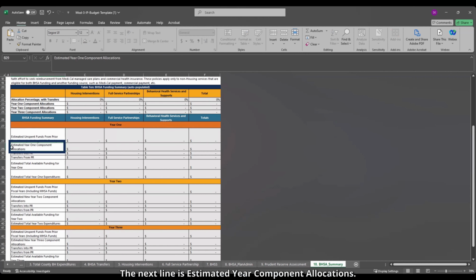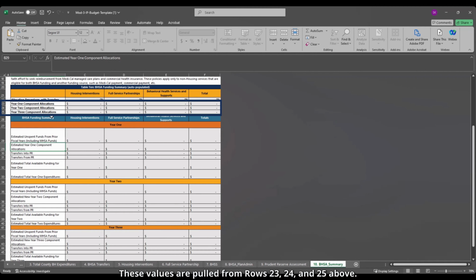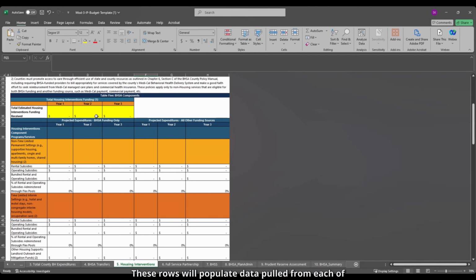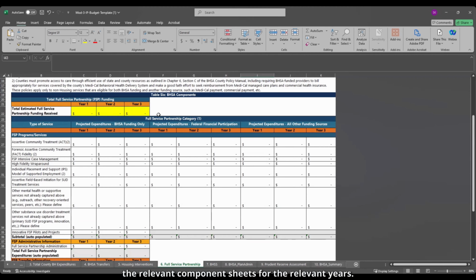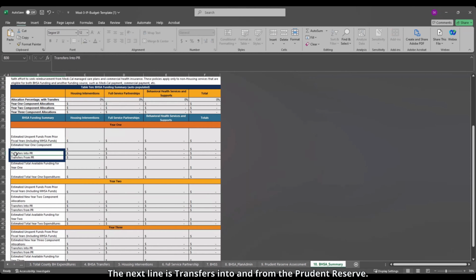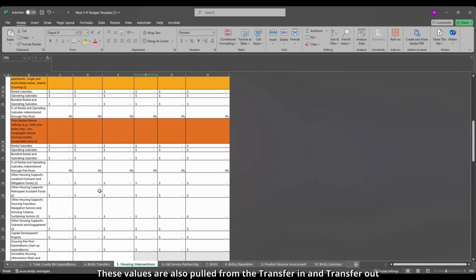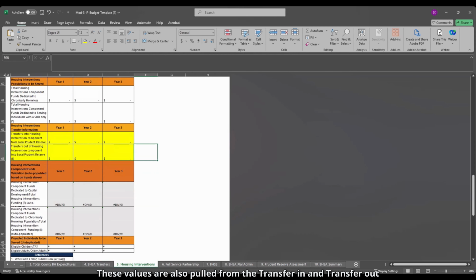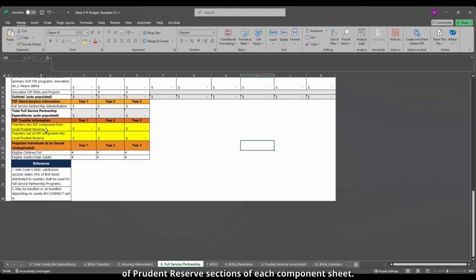The next line is Estimated Year Component Allocations. These are your total BHSA allocations from the component allocation sheet. These values are pulled from rows 23, 24, and 25 above and pertaining to which component and year. These rows will populate data pulled from each of the relevant component sheets for the relevant years. The next line is Transfers into and from the prudent reserve. These rows show any funds you're moving into or out of the reserve. These values are also pulled from the transfer in and transfer out of prudent reserve sections of each component sheet.